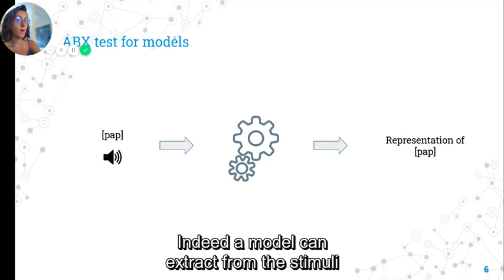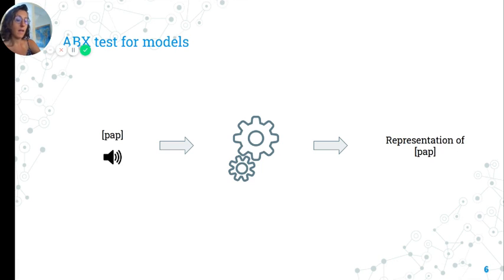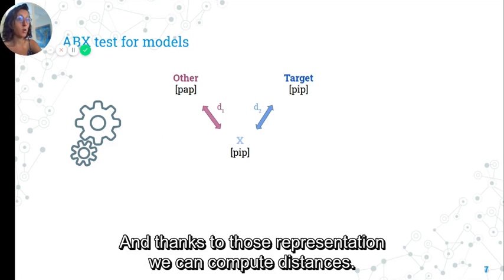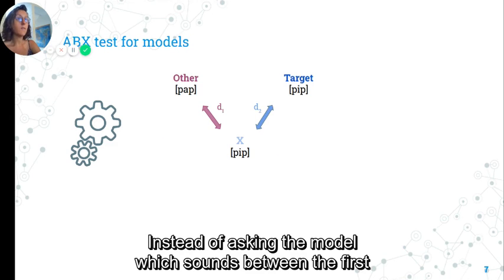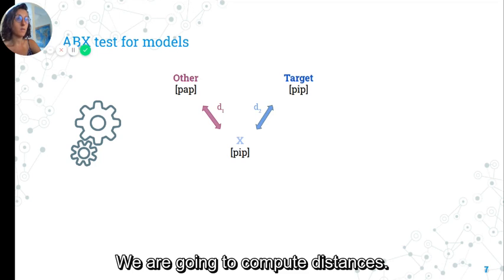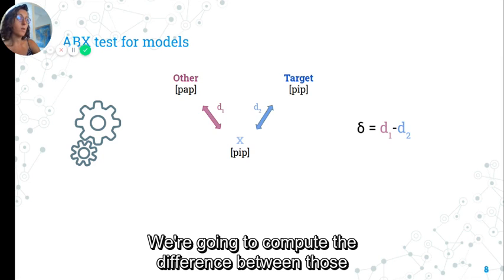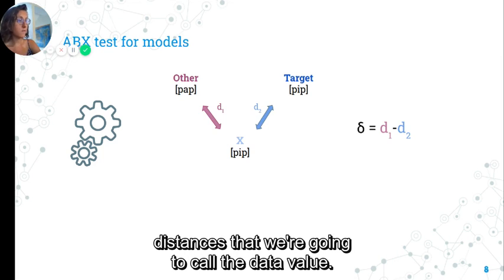This task is really useful because it's easily transferable to models. Indeed, a model can extract representations from the stimuli that the participants heard. And thanks to those representations, we can compute distances. So instead of asking the model which sound between the first two you heard is the closest to the last sound, we're going to compute distances: distances between other and X, and distances between target and X.